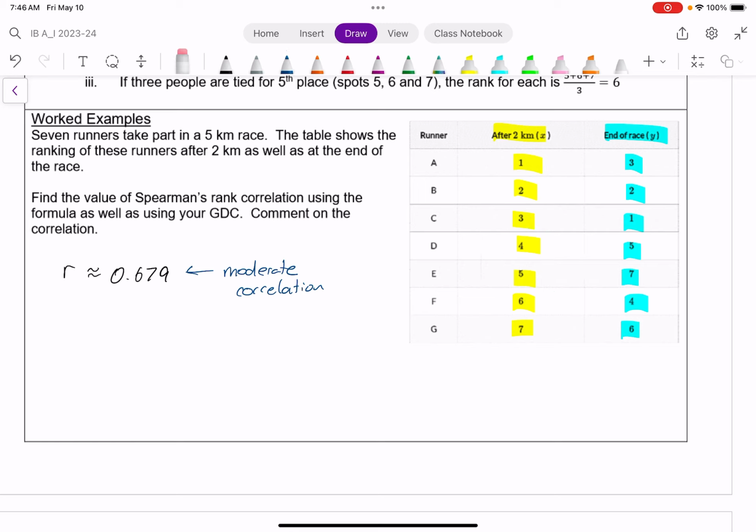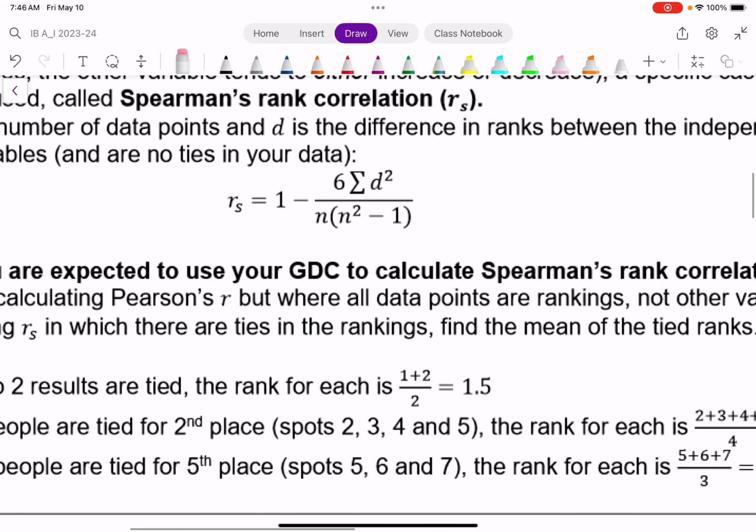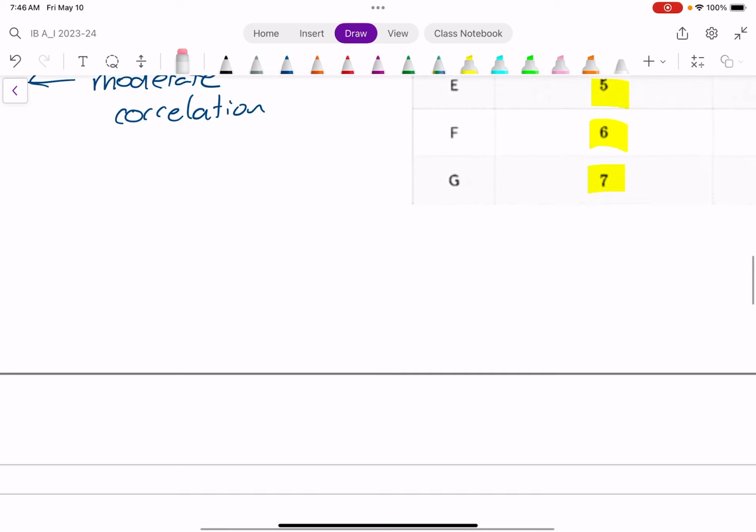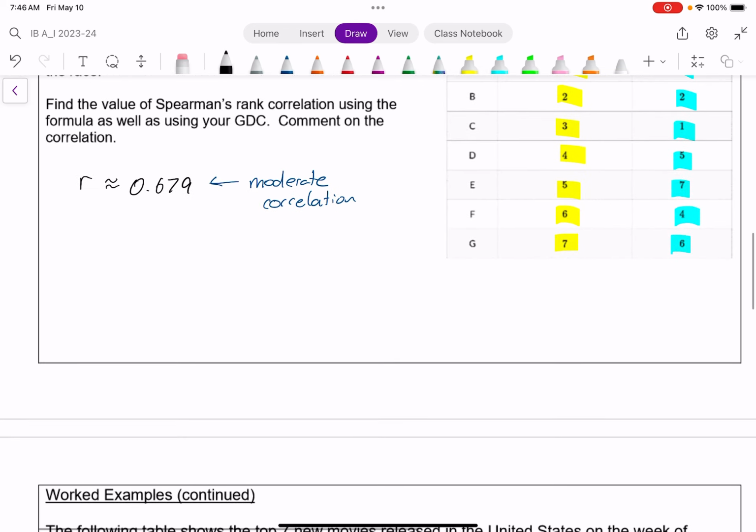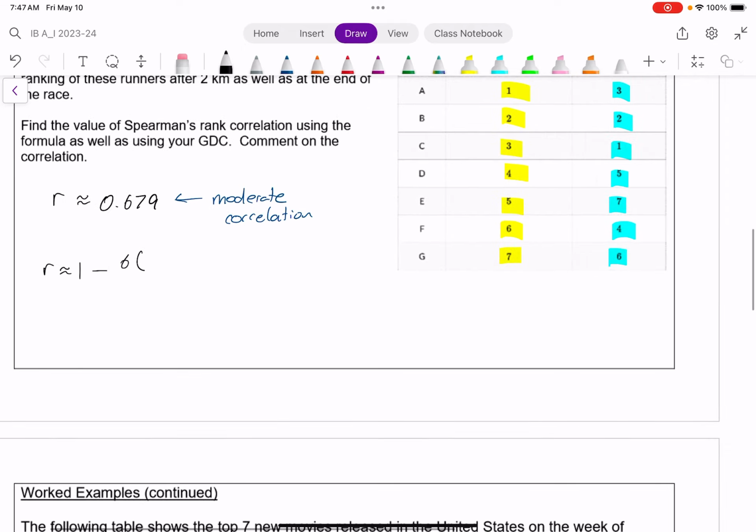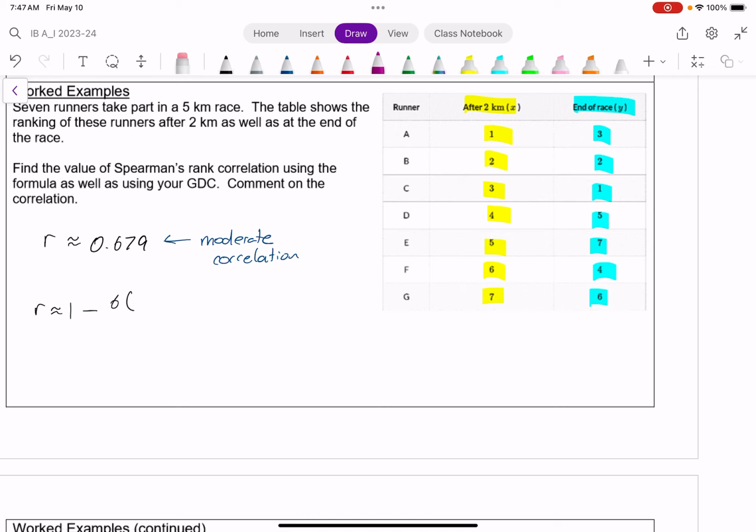So as long as there's no ties, we can calculate this actually fairly quickly using this formula, which is not quite as complex as it looks, although we're always allowed access to our GDC. It's 1 minus 6 times the sum of the difference between the rankings squared, divided by n times n squared minus 1. So like I said, it's not quite as complex as it looks. For example, I should get the same value if I go 1 minus 6 times the sum of the difference between these.